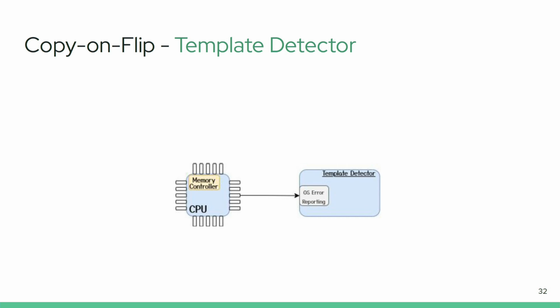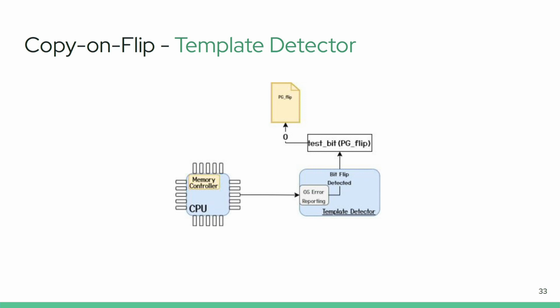So there are two main components to CopyOnFlip, the first being the template detector, and this hooks into the operating system's error handling or error reporting subsystem. On Linux, this is, for example, EDAC. And what we do is we only need one single bit to represent the state of a vulnerable page and whether it is vulnerable or not. We do this by adding a page flag in struct page. So this is the PG_flip flag.